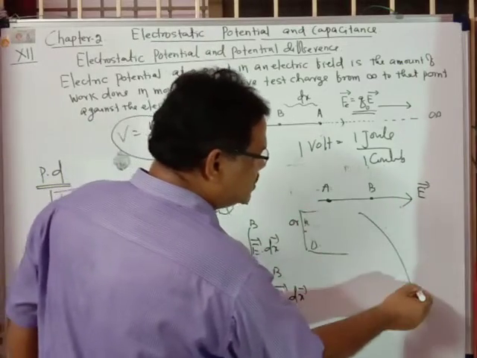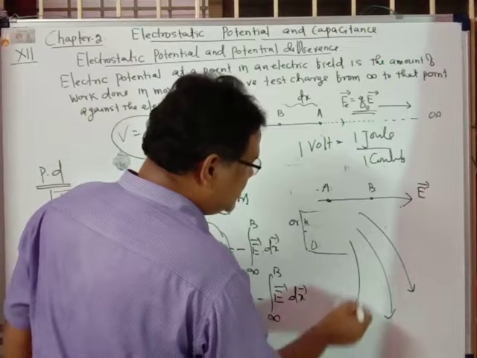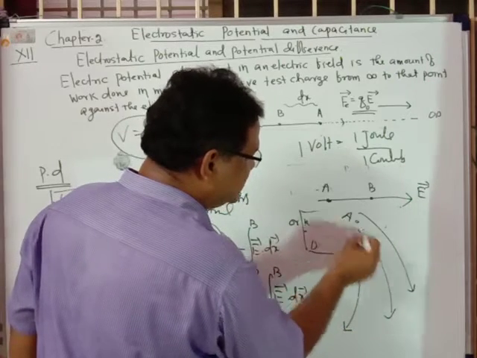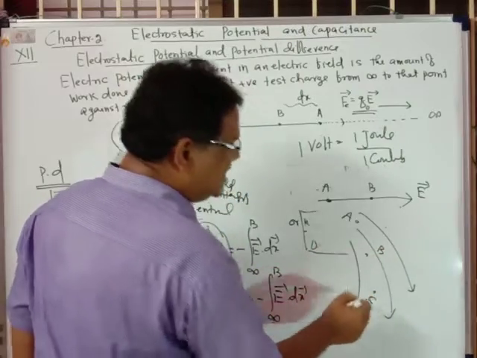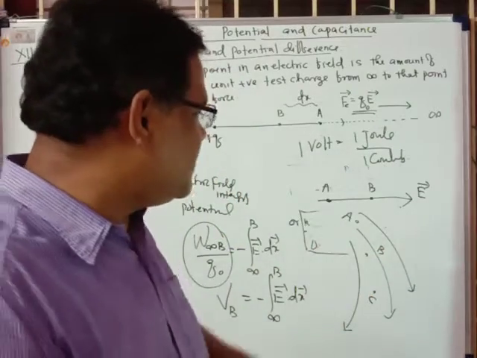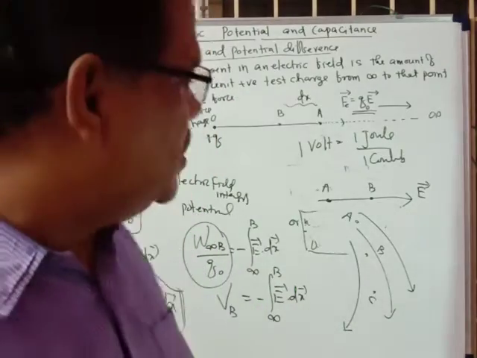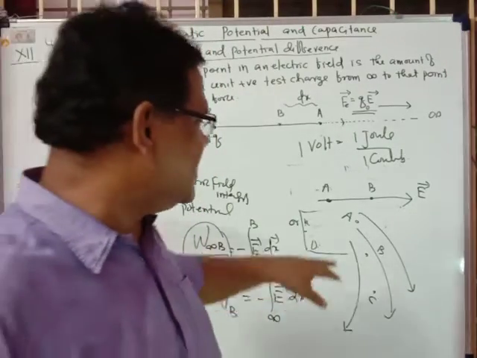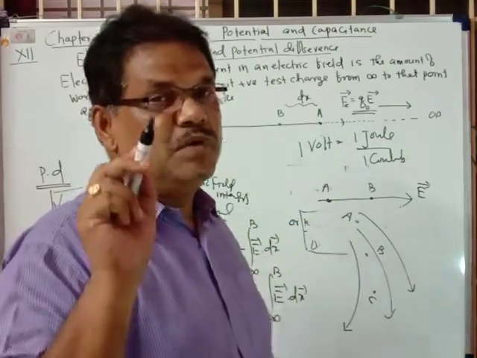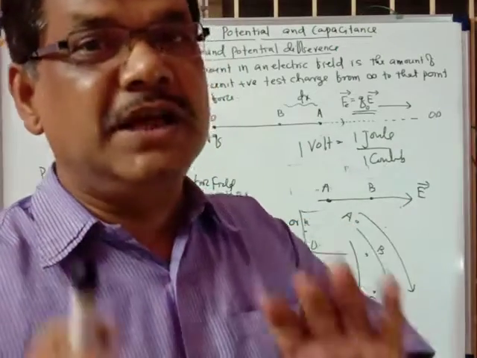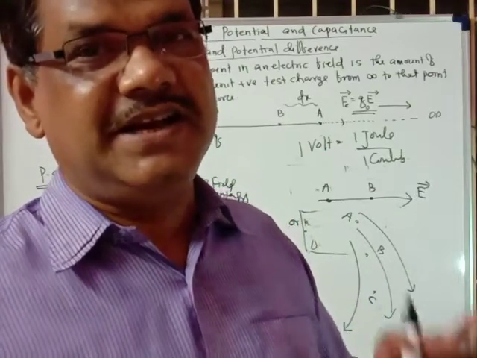Sometimes a different electric field will be shown, and points A, B and C will be given. Sometimes the question asks from the points A, B, C where the potential is more. The answer is that the potential will be more at A, because potential always decreases in the direction of the electric field.